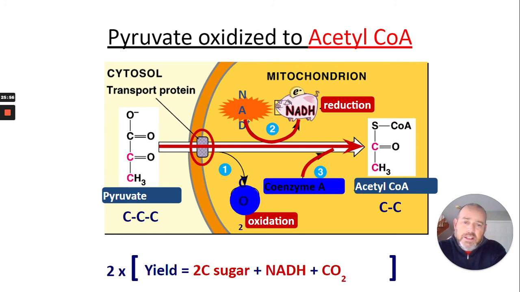And then you have a little transfer, you get a little reduction there, and so there's some NAD that becomes NADH. And so you have a little bit of that as well. And you have the formula down here at the bottom. So you have 2 times the 2-carbon acetyl-CoA plus the NADH plus the CO2. And it's 2 times because in glycolysis you generate 2 pyruvates.